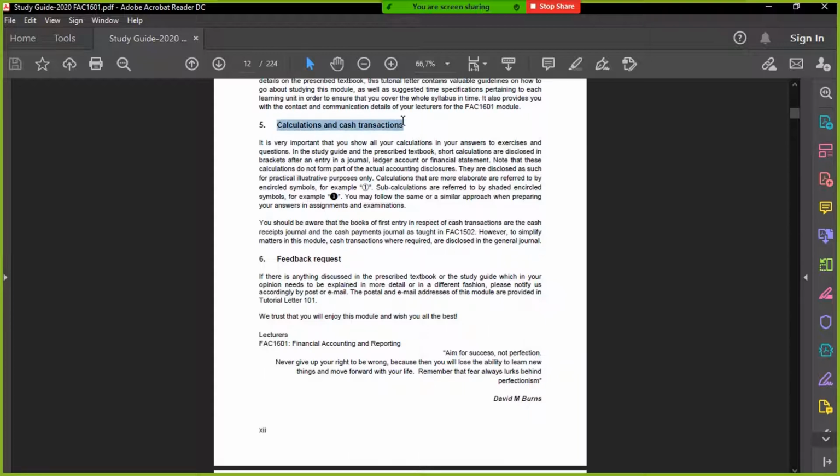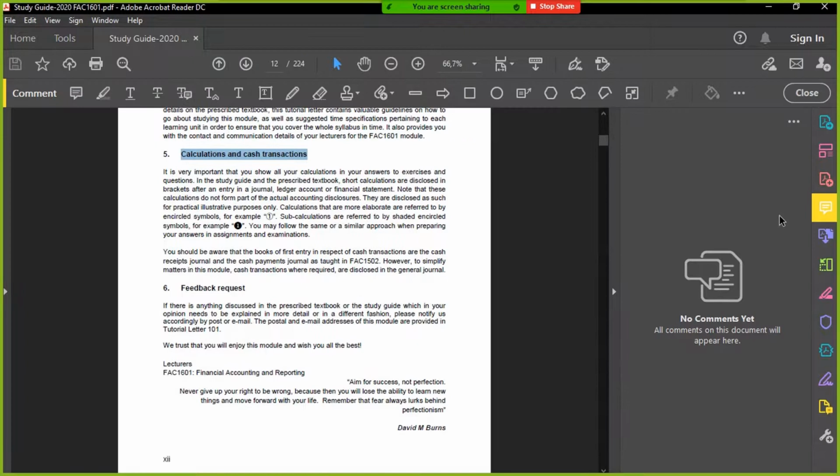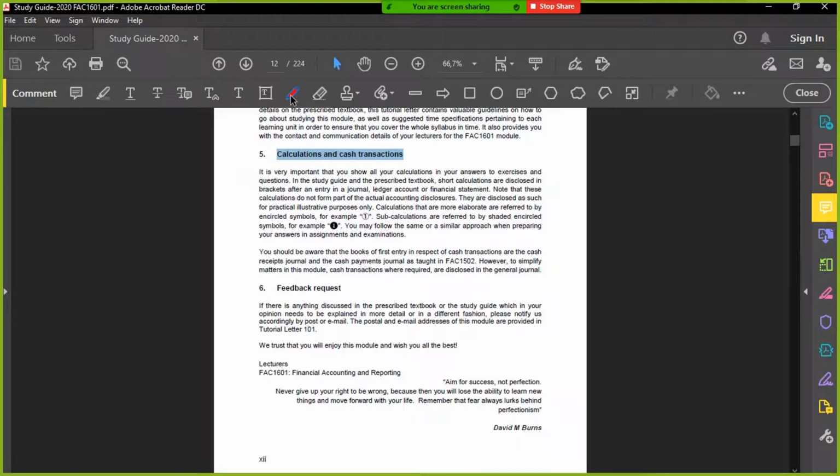Cash transactions we spoke about last week. You do need to remember receipts and payments. Okay, CRJ, CPJ, remember that? Yes. Okay, you'll never have to do a bank recon again, so don't worry about that. But cash is important for cash flow. Very important for cash flow. So you need to know when money comes in, when money goes out, and where to find bank. I've mentioned how important that is.